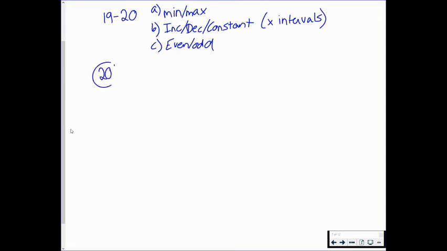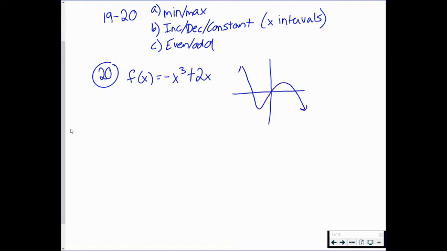On question 20, our function is f of x equals negative x cubed plus 2x. We're doing the same thing we did on question 19 with identifying those 3 parts. First, let's go type this in the calculator so you can get a sketch of what the graph is going to look like. Once you type that in, your graph is going to look something like this. As the low point here comes up, and then goes off like that. That's what it looks like in your calculator.